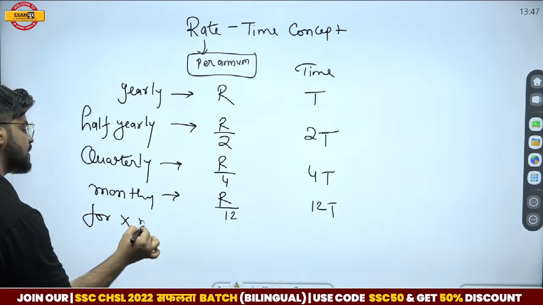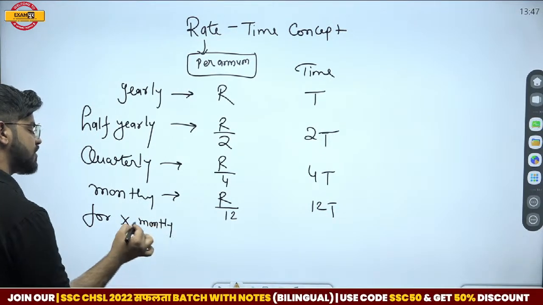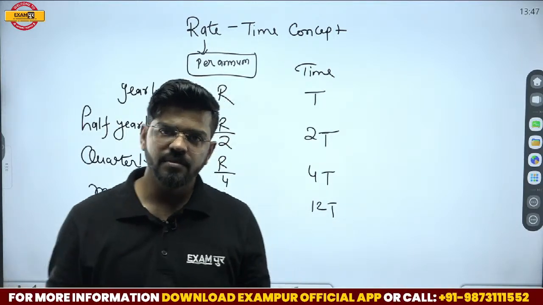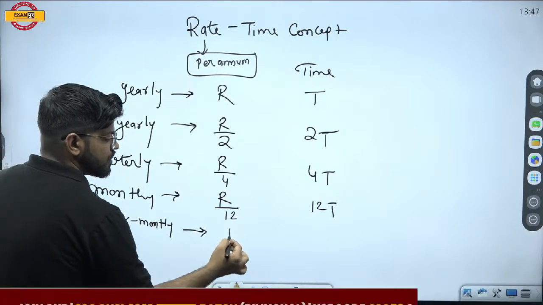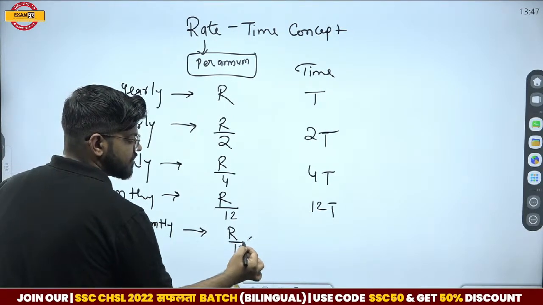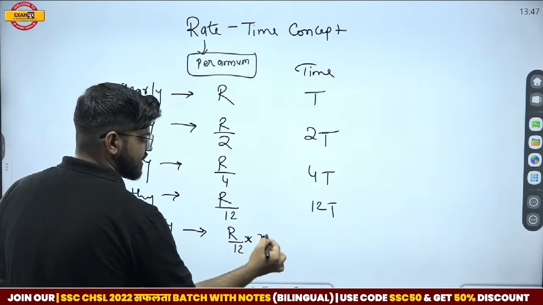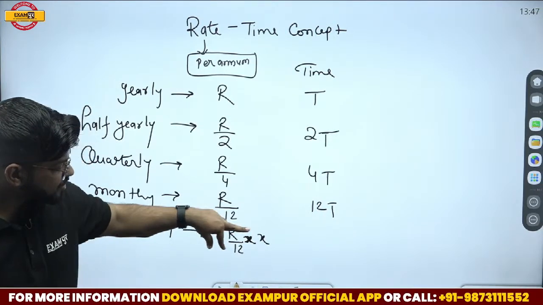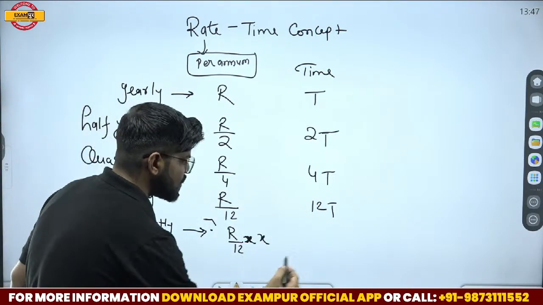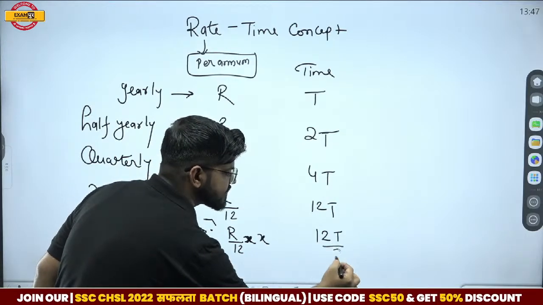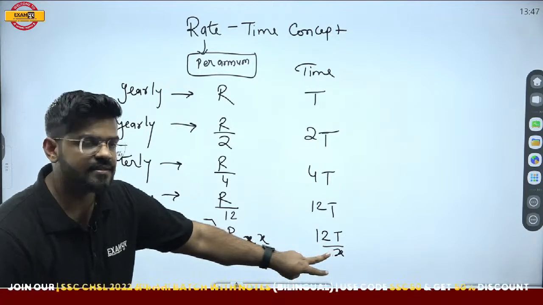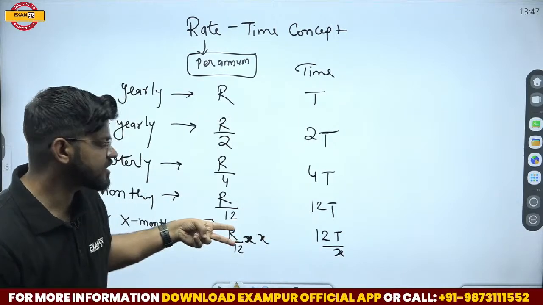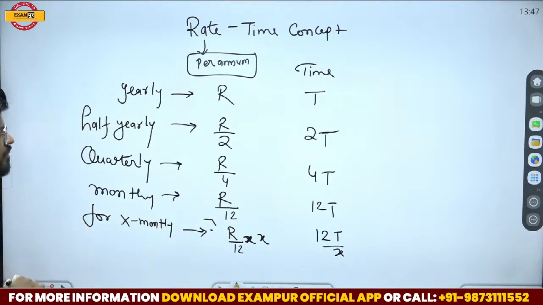For X monthly, meaning for 3 monthly, 2 monthly, 8 monthly, 10 monthly, what we should do? We just have to divide the rate by 12 and multiply it by X. So the rate becomes R times X by 12, and the time becomes 12T by X. Clear to all of you? So this is the rate time concept.